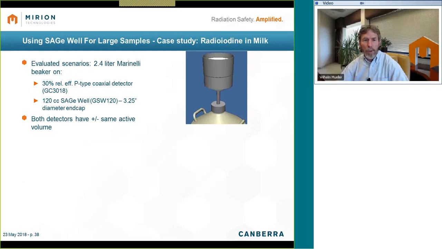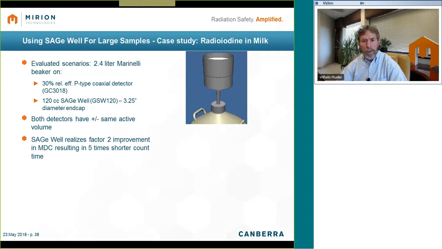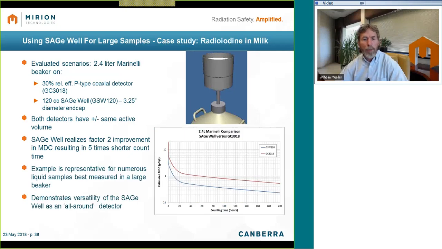But in this case, we're just going to take a 30% relative efficiency P-type coaxial detector. There are hundreds, if not thousands, of those in laboratories around the world, and compare it to a 120 cc SAGE well detector, which is going to be about the same active volume. The SAGE well, because of its improvement in resolution over a conventional P-type detector, again, populated in almost every laboratory around the world, results in a factor of 2 improvement in detection limits, or approximately 5 times shorter counting times.